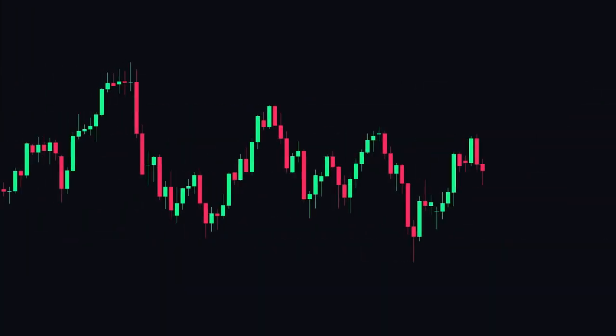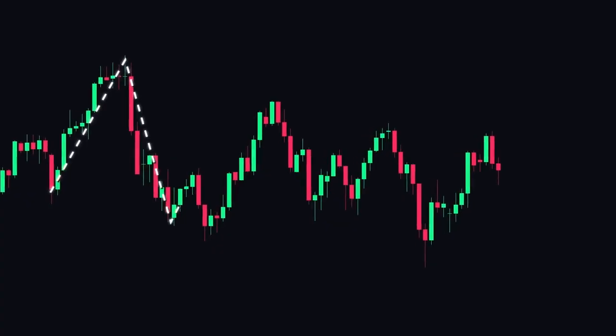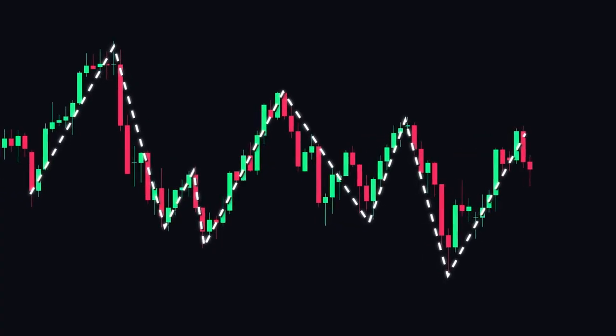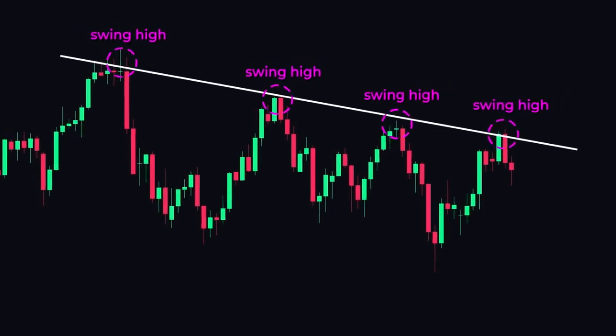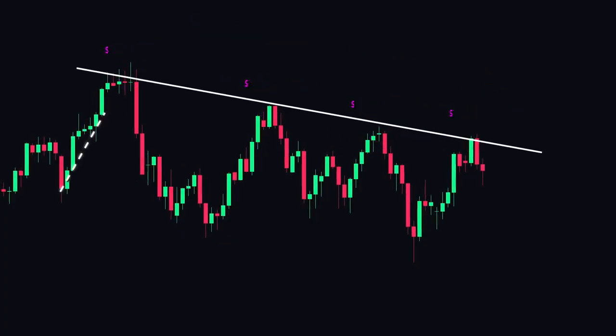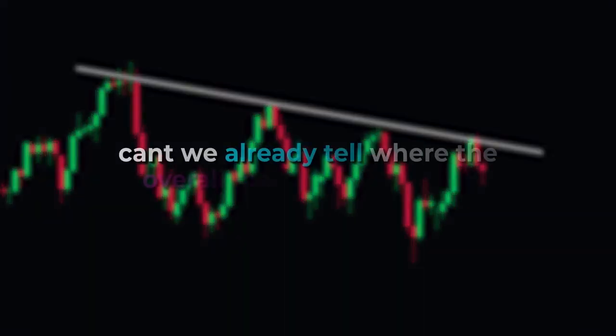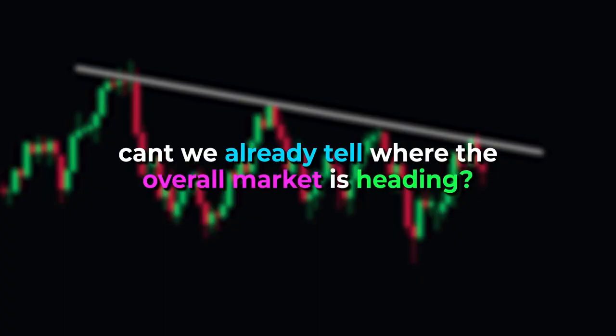Now let's look at the opposite scenario. Here's another chart. Again, we can see that price is fluctuating, moving both up and down. However, when we apply a trend line, this time connecting the swing highs, we can see that the trend line is sloping downwards, meaning that despite the short-term fluctuations, the overall market trend is down. Now, a question you might be asking is, can't we already tell where the overall market is heading just by looking at it? Why do we even need trend lines?